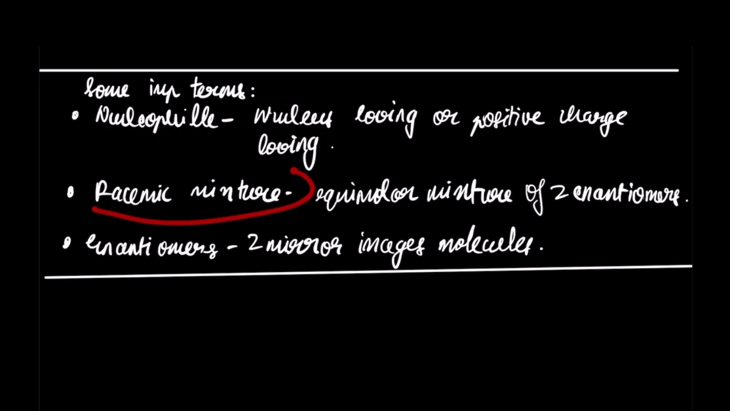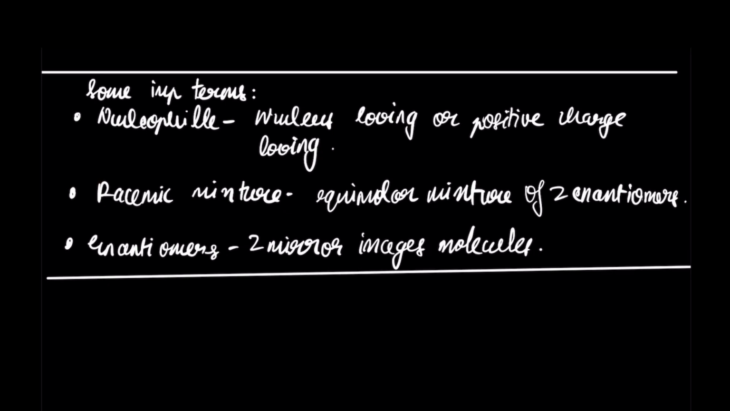Now we will move towards racemic mixture. A racemic mixture is basically an equimolar mixture of two enantiomers. You might now wonder what an enantiomer is. Enantiomers are two mirror image molecules. Okay, so now let us start with the next part.